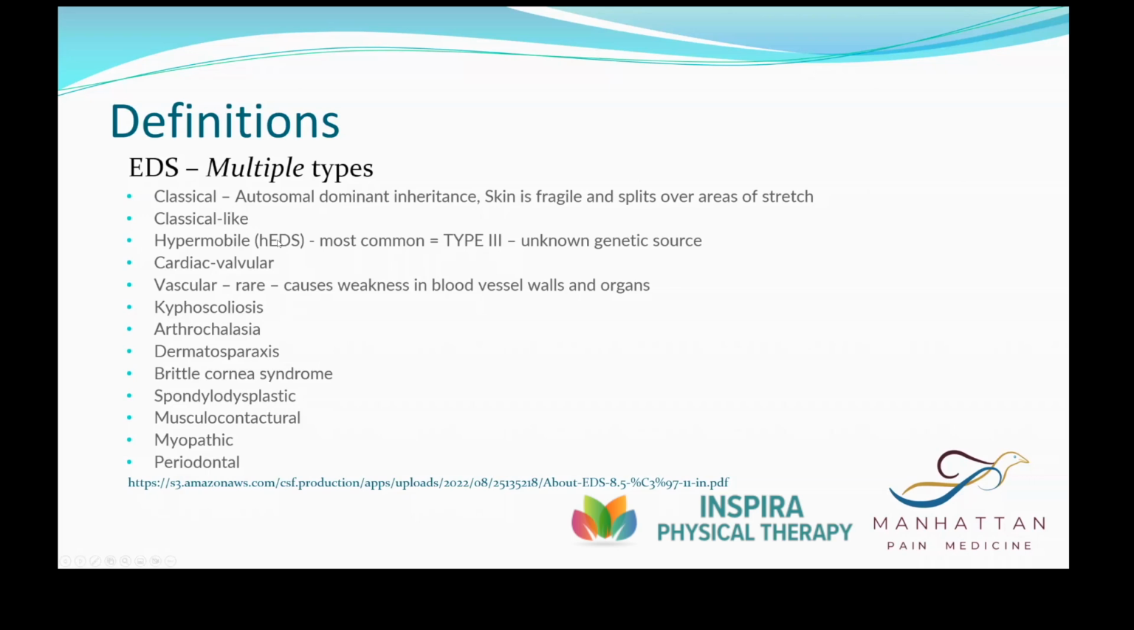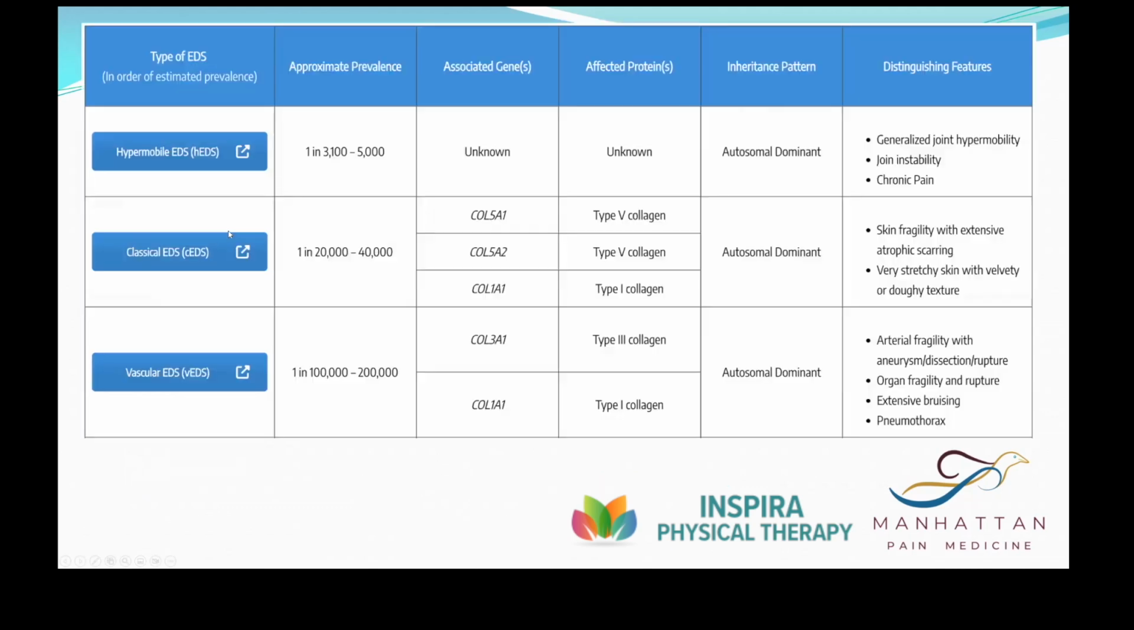There are genetic tests for other subtypes of EDS, like classical or vascular, and we'll speak about some of the differences in those because there is a lot of overlap between the subtypes of EDS. I put a link at the bottom where there's a nice PDF overview of these subtypes. If you are interested in reading more about it, that's very easily accessible.